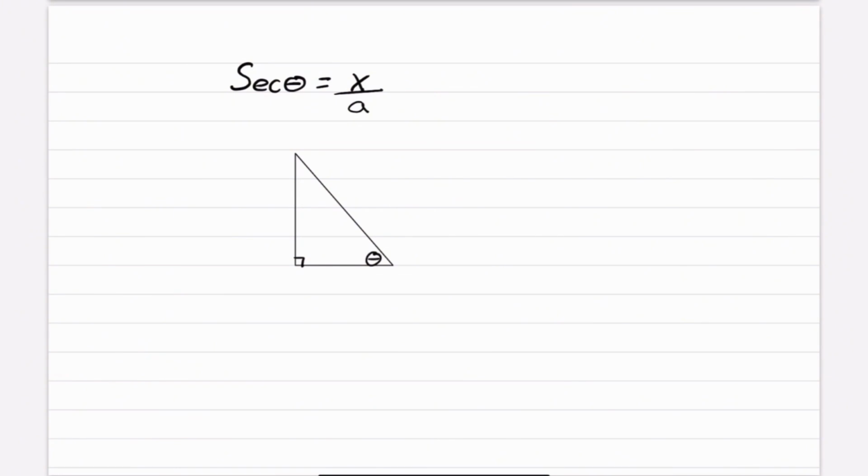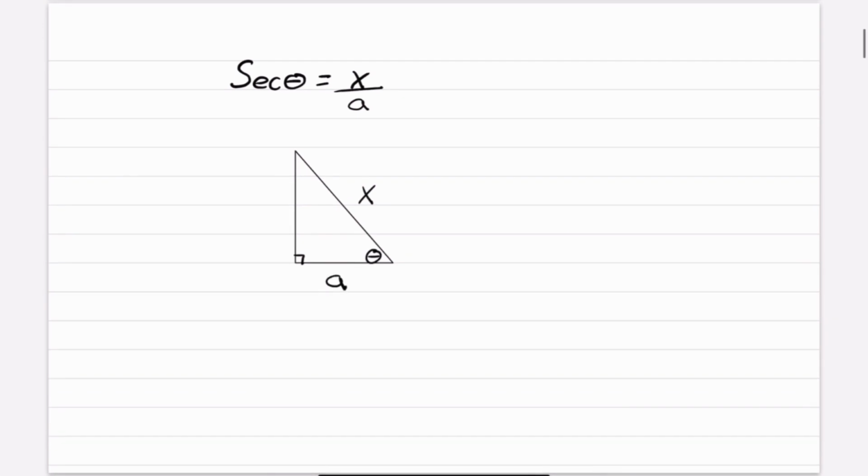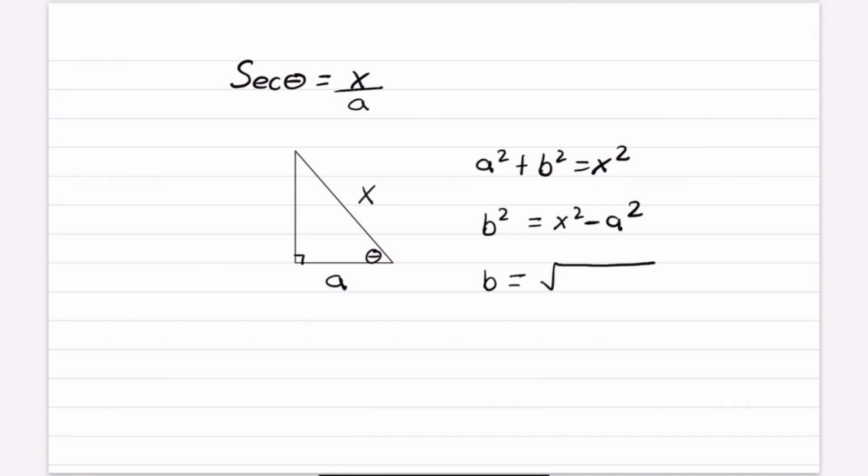So, filling in our triangle, I will put x for the hypotenuse and a for the adjacent side. Now we can solve for the missing side using the Pythagorean theorem. Suppose that we let the missing side be called b. So solving for b, we have a squared plus b squared is equal to x squared, which means that b squared is equal to x squared minus a squared, which means that b is equal to the square root of x squared minus a squared.